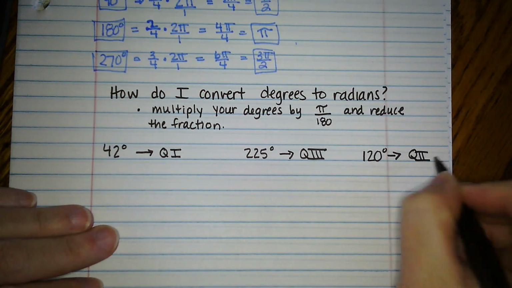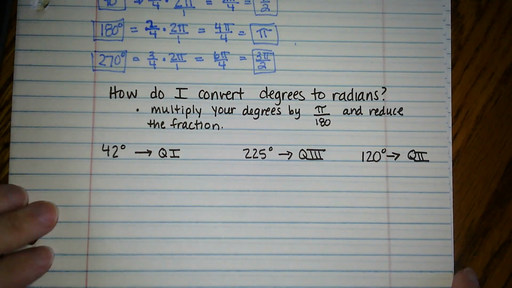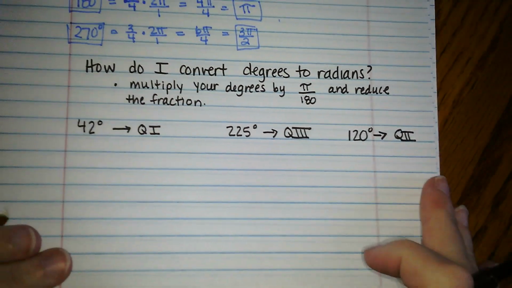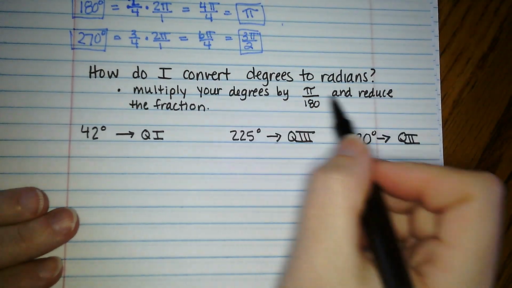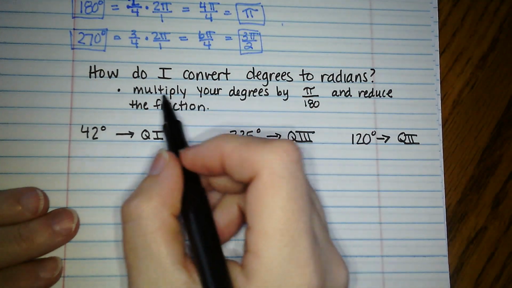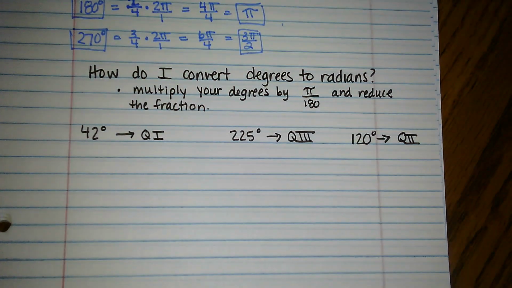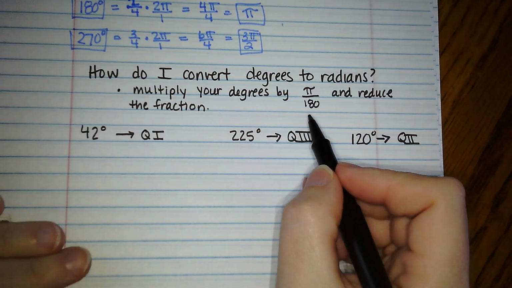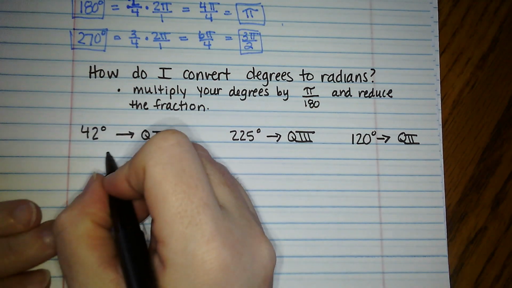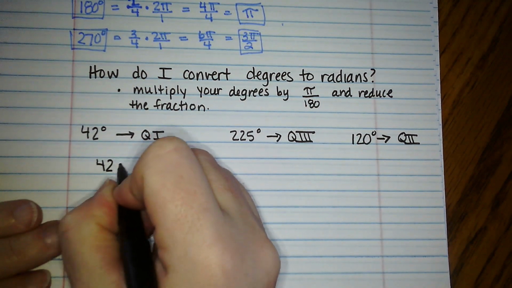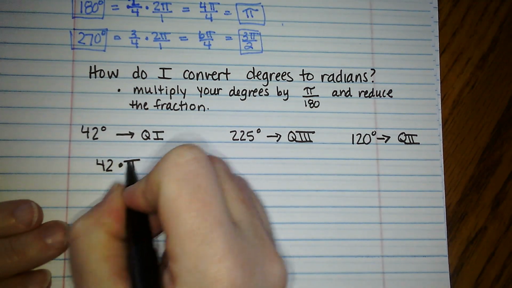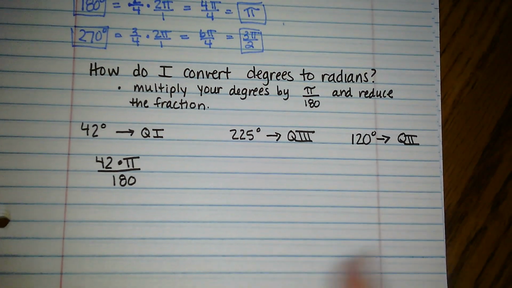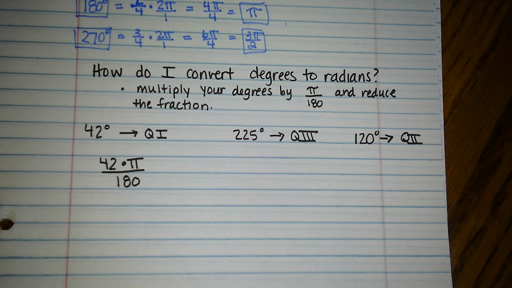You always want to keep in mind what quadrant you're in. That's going to be one of the most important questions you ask yourself as we progress through the trig unit. When we go to change these to radians, all you have to do is multiply your degrees by this conversion factor, pi divided by 180. So what you would do is take 42 degrees times pi over 180, just like this. And then all you would need to do from here is reduce the fraction.